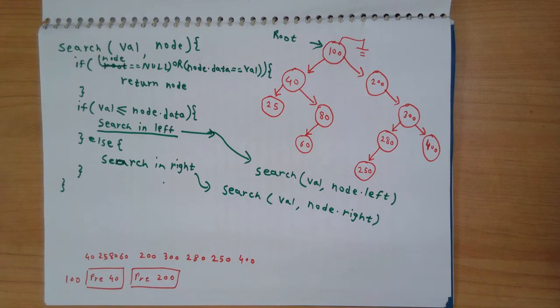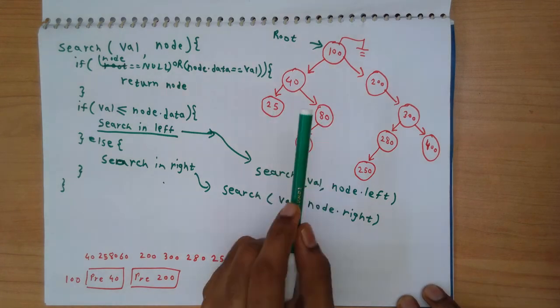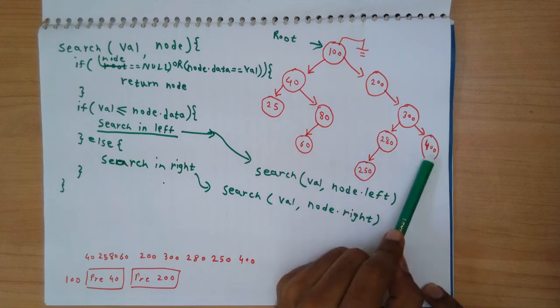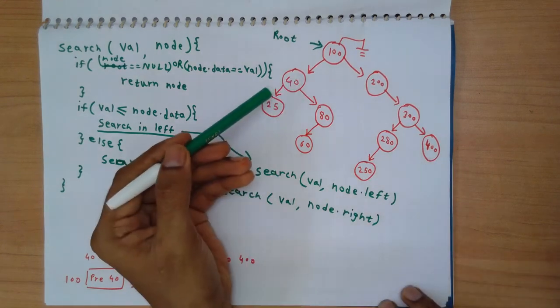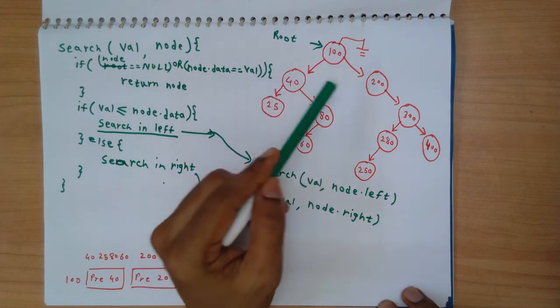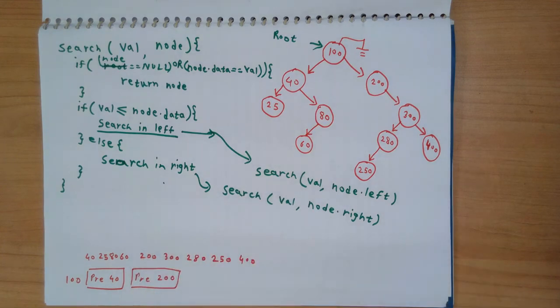But the tricky scenario is if I want to delete a node that has both a left child and a right child. For example, 40 has 25 and 80, or 100 has 40 and 200, or 300 has 280 and 400. So if I decide to delete 40, who should replace 40? If I decide to delete 100, who should replace 100? Is it 40 or is it 20? That's the question that we have.